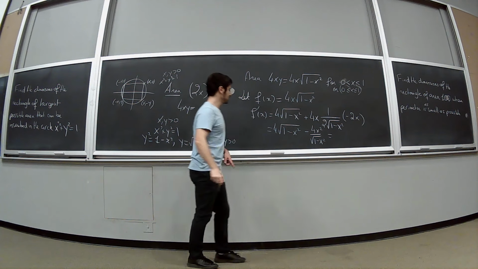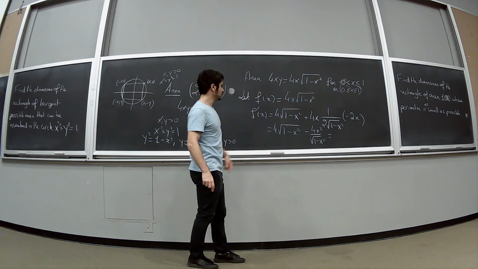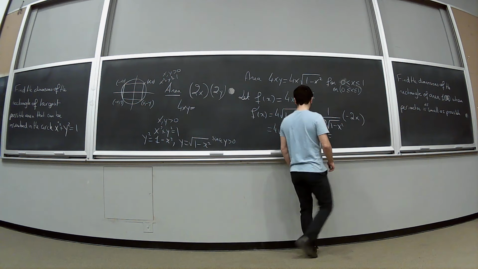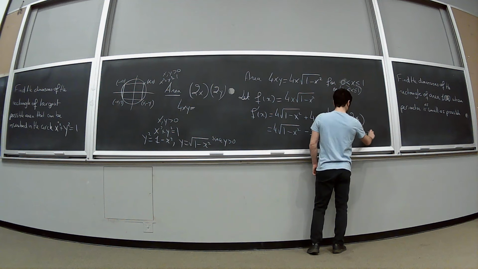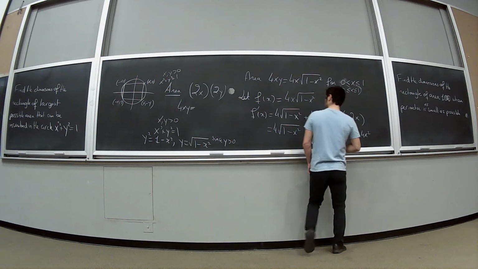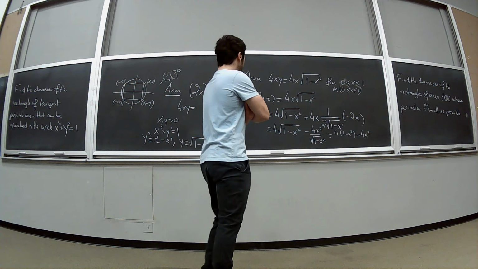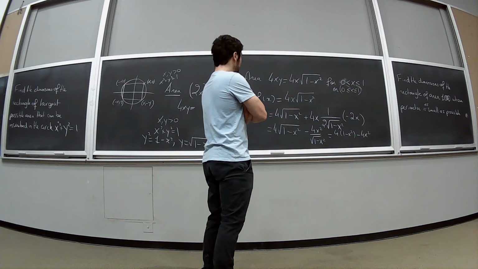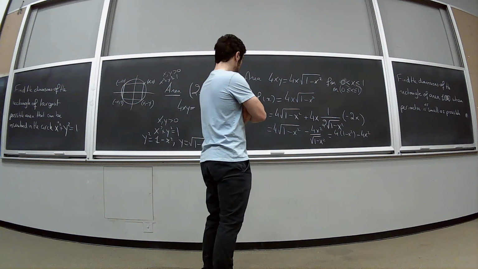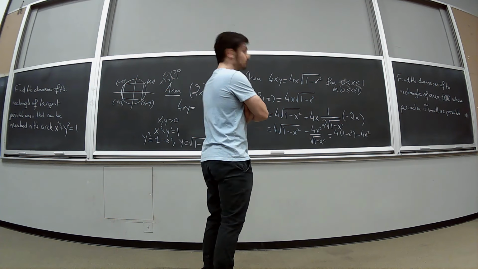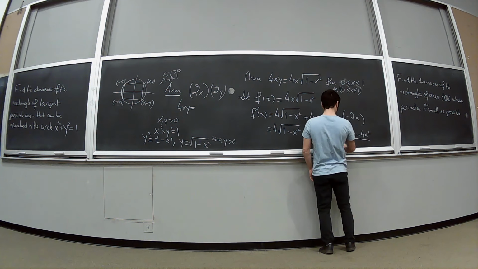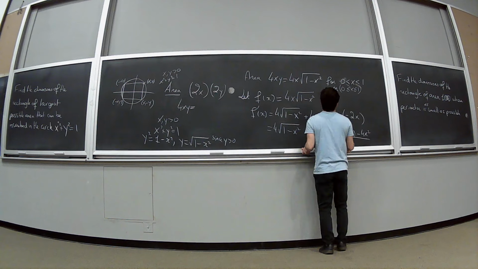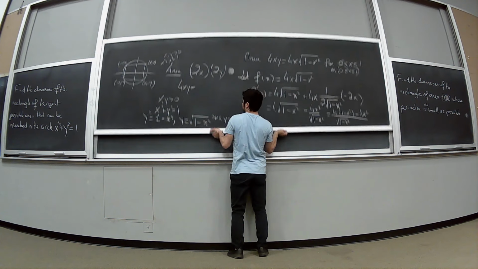Put everything under a common denominator, right? Multiply everything by the square root of 1 minus x squared. What do you get? You get 4 times (1 minus x squared) minus 4x squared. I hope I did not mess this up. I may have messed it up. Let's see. 4x, 1 minus x squared. So it's 4. No, that's good. That's good. 1 minus x squared. Okay, what happened here?